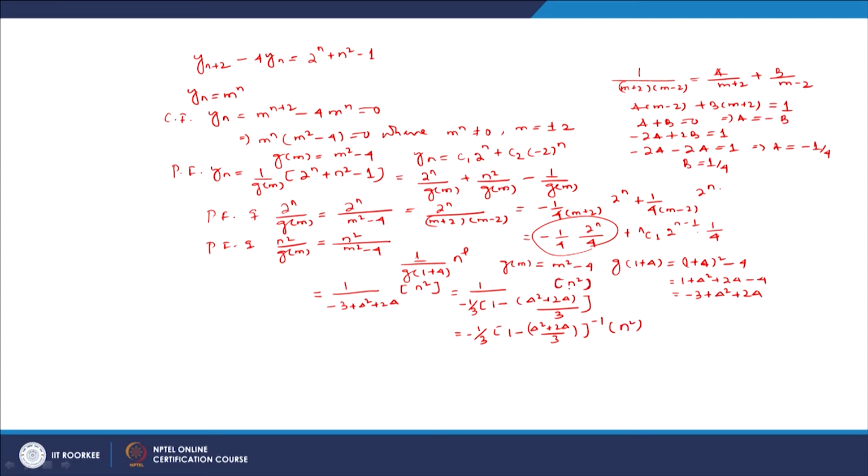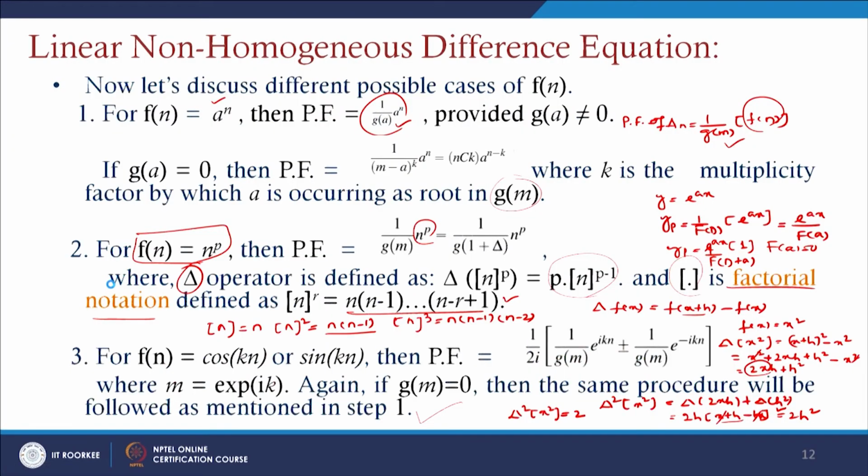Already we know that if we use these delta operators on the factorial form, then it is easy to handle. So, our first aim is that we have to convert this n square into the factorial part here.